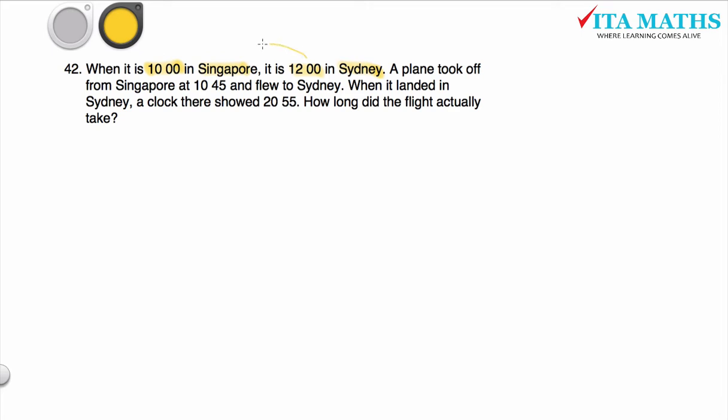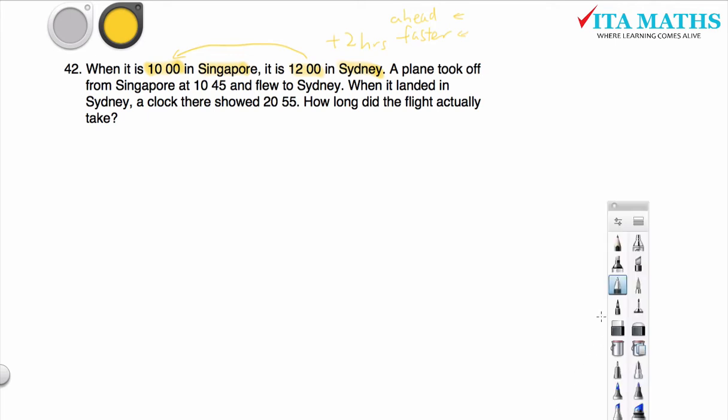So you know that Sydney is faster, but how many hours faster? You look at this, you compare 12 and 10. How many hours is that? Sydney is plus 2 hours. Okay? Sydney is 2 hours ahead of Singapore. You can also say that they are 2 hours faster than Singapore. So if you draw a timeline, okay, we talk about timeline later. But note that it is ahead and it is also faster. And let's carry on with the question.